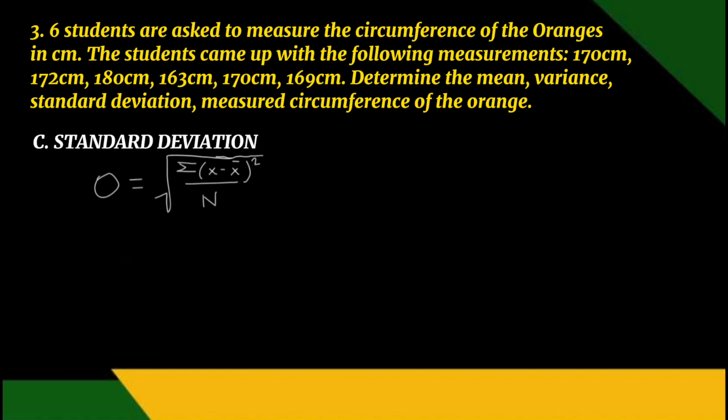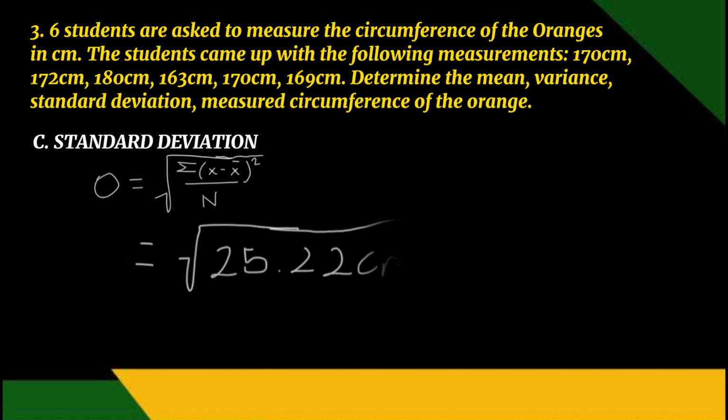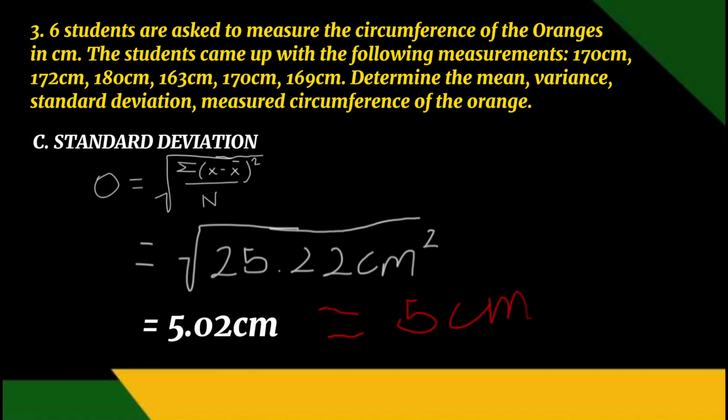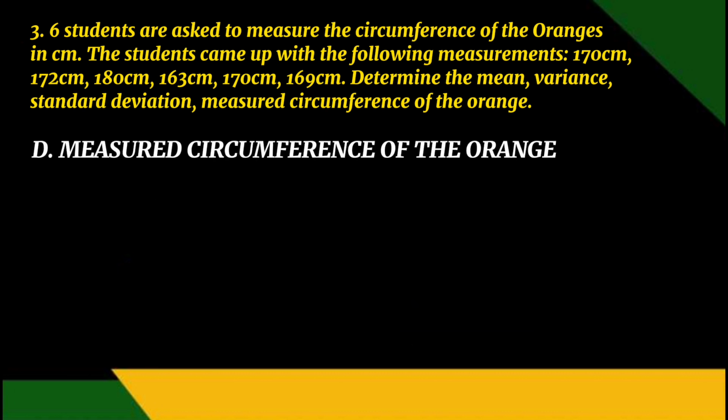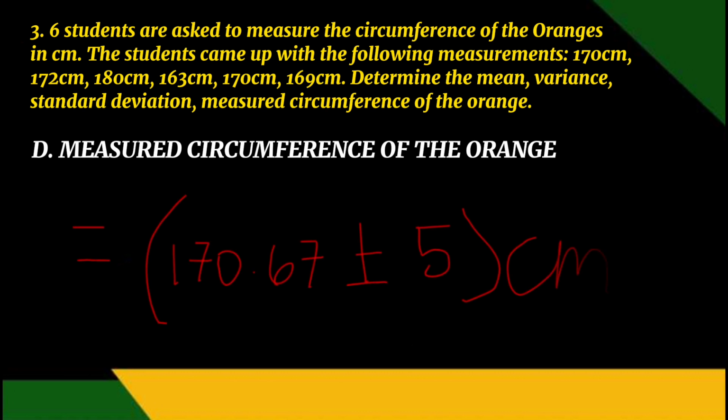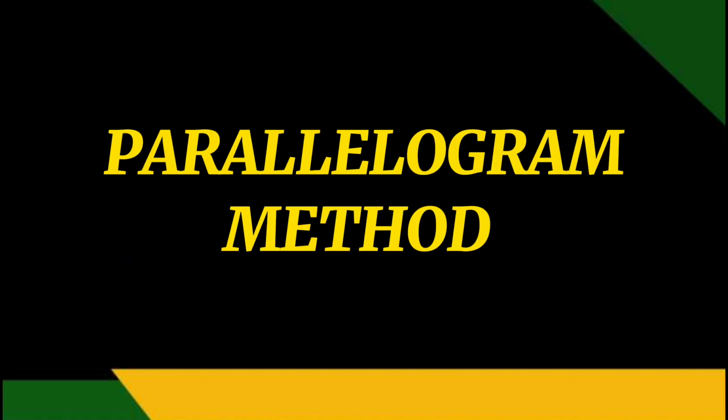Now, let's take the square root of the variance, which is 25.22 centimeters squared, to get the standard deviation, and calculate it, and it will become 5.02 centimeters, and we will round it off and it will become 5 centimeters. The measured circumference of the orange would be 170.67 centimeters with an uncertainty of 5 centimeters. Let's proceed to the parallelogram method.